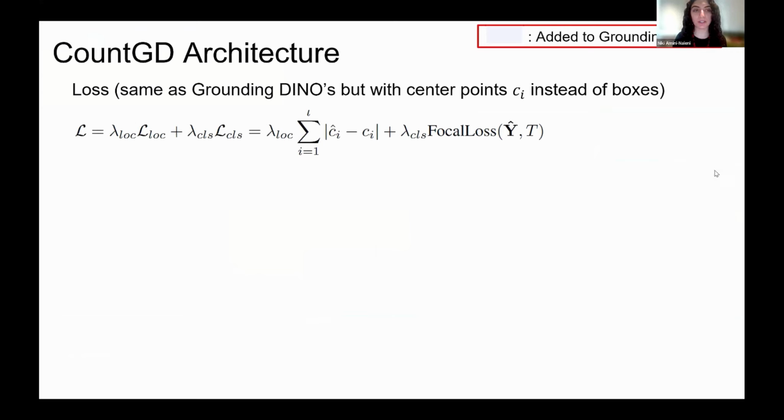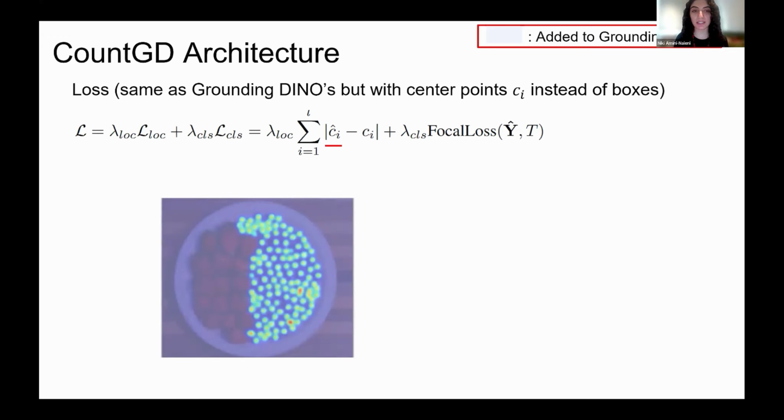So this is the loss that we use. This is exactly the same as Grounding DINO's loss, but a difference here is that instead of regressing boxes like Grounding DINO, because Grounding DINO is an object detector, we regress center points. And the reason that we regress center points is that counting data is very expensive to obtain because there are images with hundreds to thousands of objects labeled. And to get a bounding box for each object is very expensive. So oftentimes what you will see is these data sets are labeled with points. And so instead we regress points.